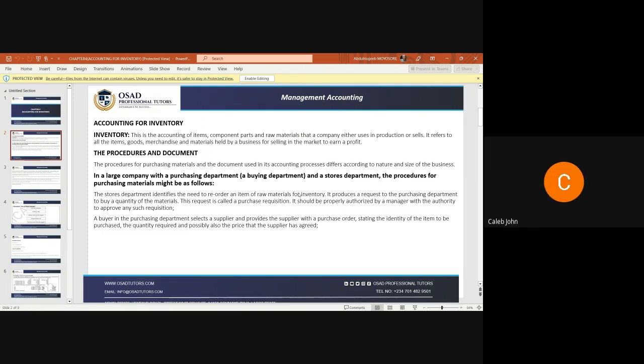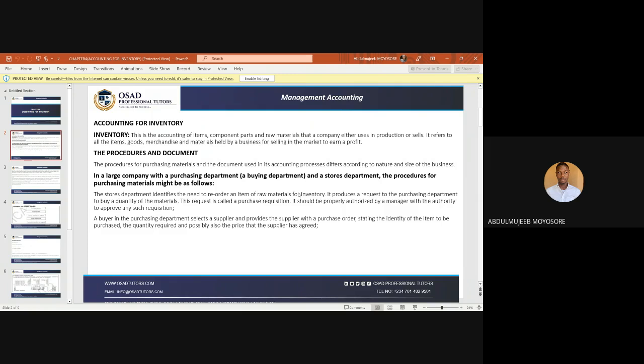What is reorder? Goods that are placed on order again. You had goods before, you bought them before, so you want to have another number of goods, just like topping up the goods you have. Now it produces a request to the purchasing department to buy the quantity of material. This request is called a purchase requisition. It should be properly authorized by a manager with authority to approve such a requisition.